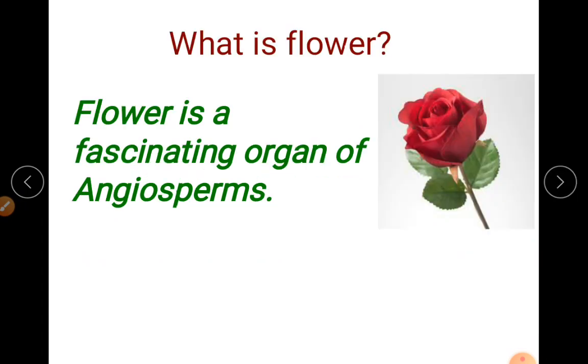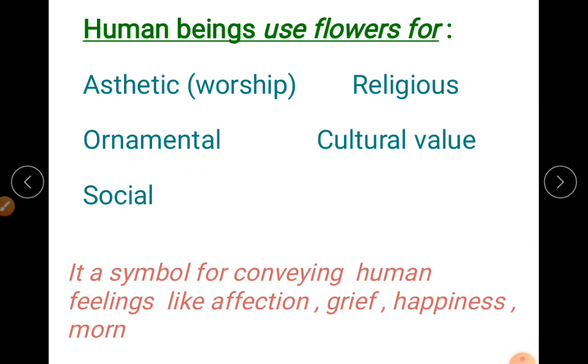So, first you should know what a flower is, how it looks, and what it forms on a plant. You find it in angiosperms, and it is a fascinating organ. Of course, it attracts, it has a beauty in it. So it attracts you. So, what is that fascinating thing?